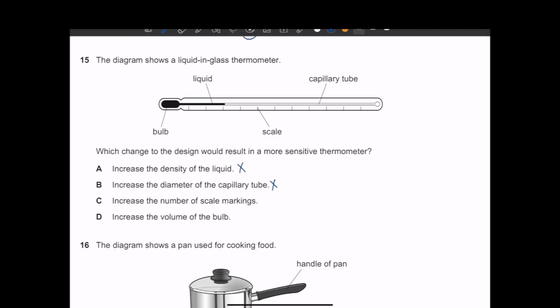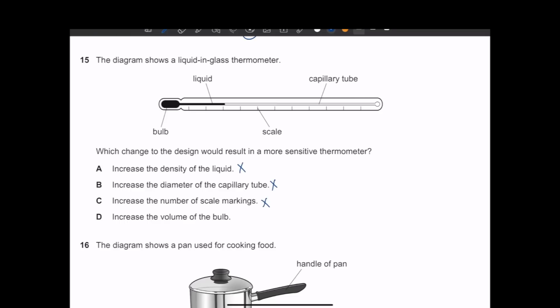In C, increase the number of scale markings. Actually, there is something to consider about the design. If I increase the number of scale markings without changing the design of the thermometer itself, it may give you the same results, or wrong answers or wrong readings.